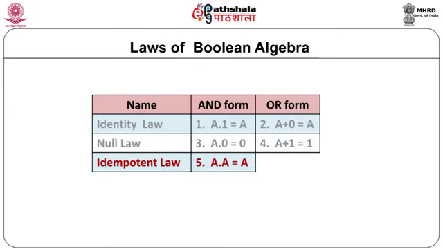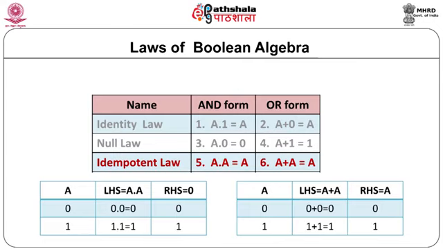Let us study idempotent law. Law 5, A and A is equal to A, that is a variable ANDed with itself is equal to the same variable. Law 6, A or A is equal to A. A variable ORed with itself is equal to the same variable. One can verify these laws by substituting the values of variable as 0 as well as 1.